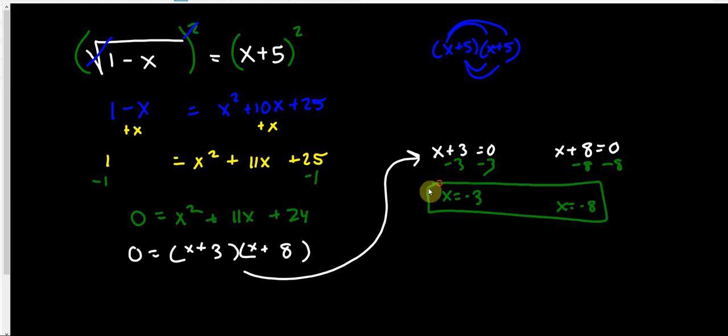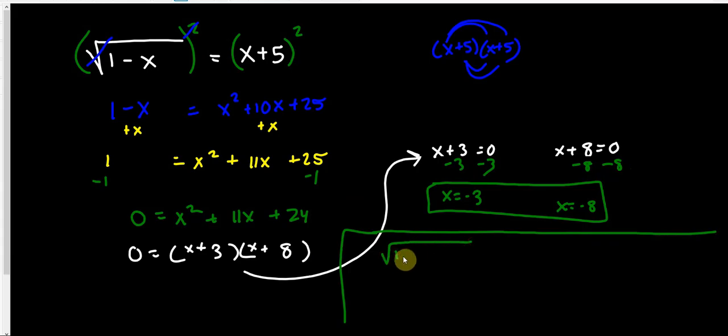Now, let's carefully check to see if both of them are true. Maybe I'll actually show myself checking it this time. So negative 3 and negative 8 are our solutions. So let me put a little box here for this work. So square root of 1 minus blank, I'll put it in parentheses, equals blank plus 5. So let's check the first one, negative 3.